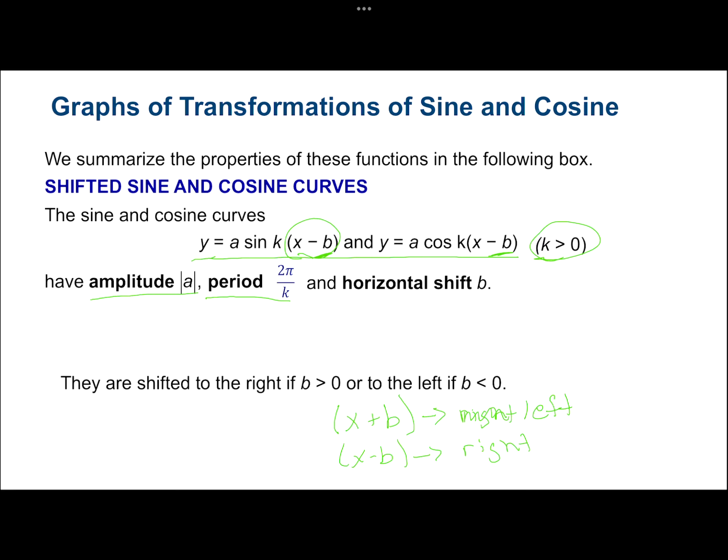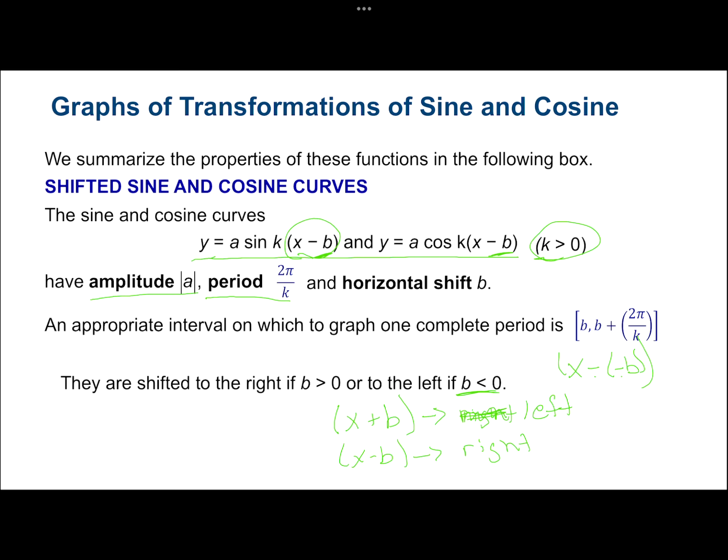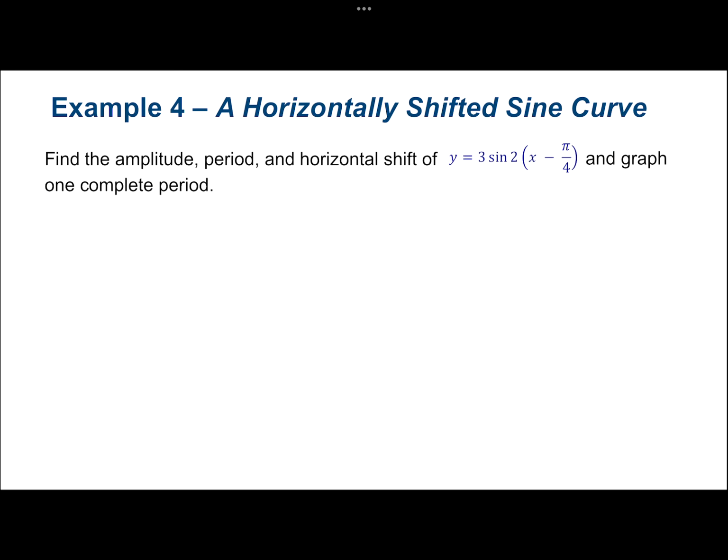What they will do is rewrite things as x minus a negative b. And that's where they're getting that it moves left if it's negative, because they make it a negative and a negative, which is really the positive. So you can think about it either way. When you are graphing it, one complete rotation would start at B and go to B plus whatever your period is. Okay, so let's look at some examples.